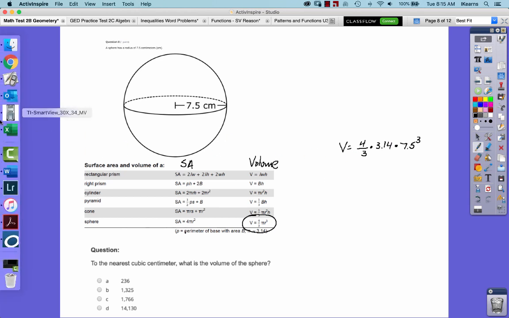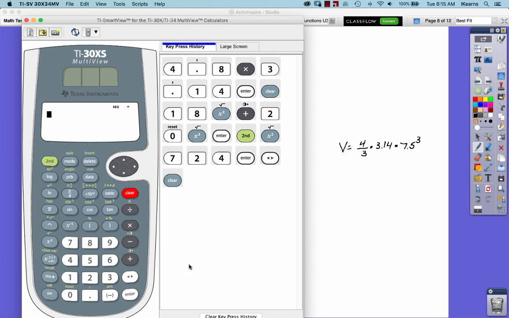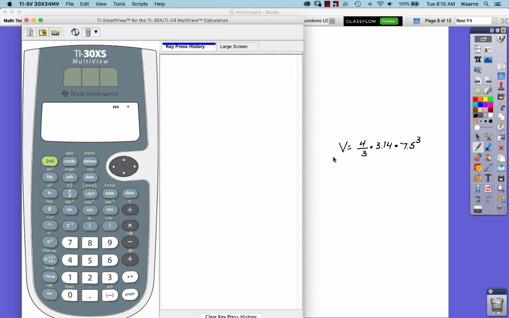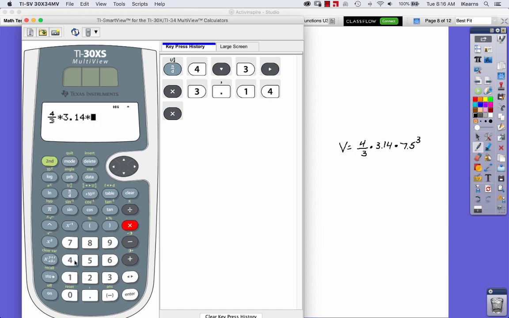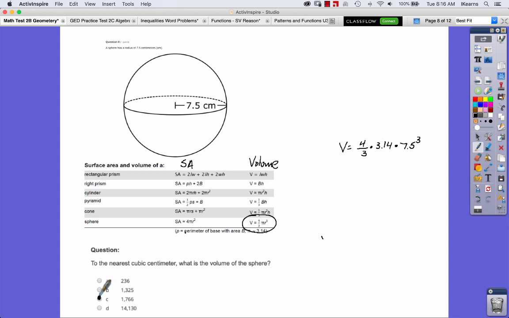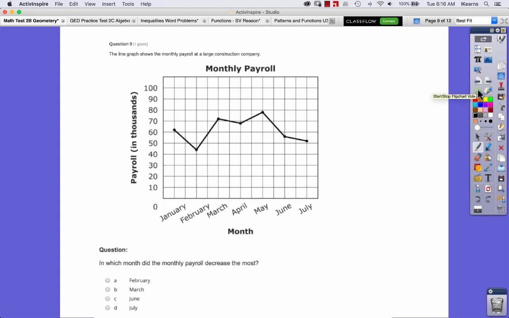So let's enter this all in the calculator over here. Let's clear this. We've got a blank slate. I would use n over d for the fraction, so you can do 4 down 3 and then over, times 3.14, and then times 7.5, and you're going to use this arrow up button here. That gives us our exponent, where we can put our 3. You see it blinking there, and then we hit enter and we get 1766.25, and that is one of the answers to the nearest cubic centimeter, C, 1766.